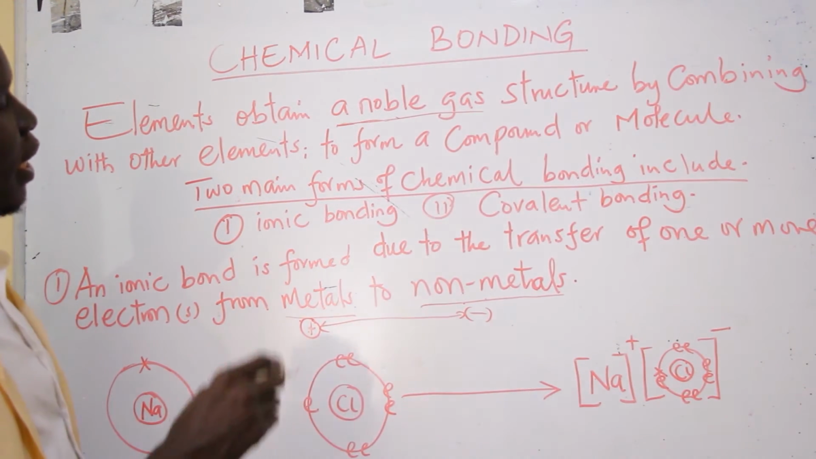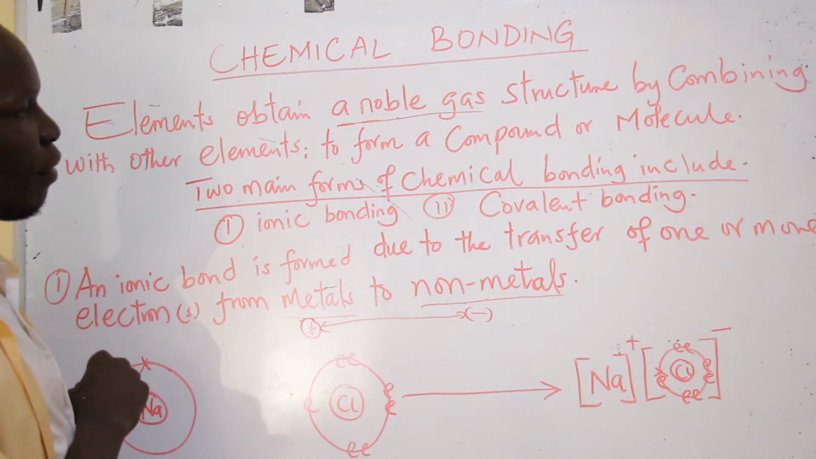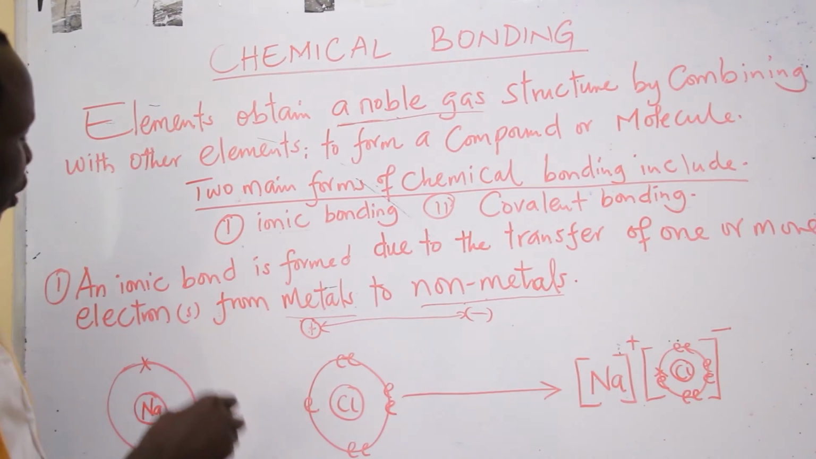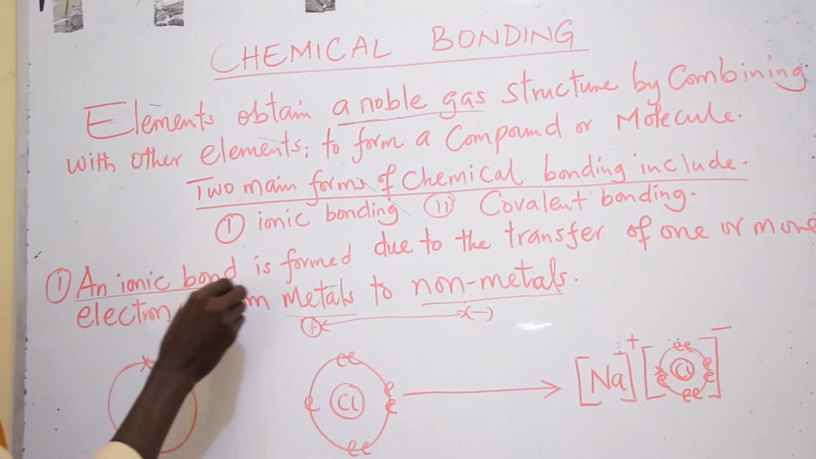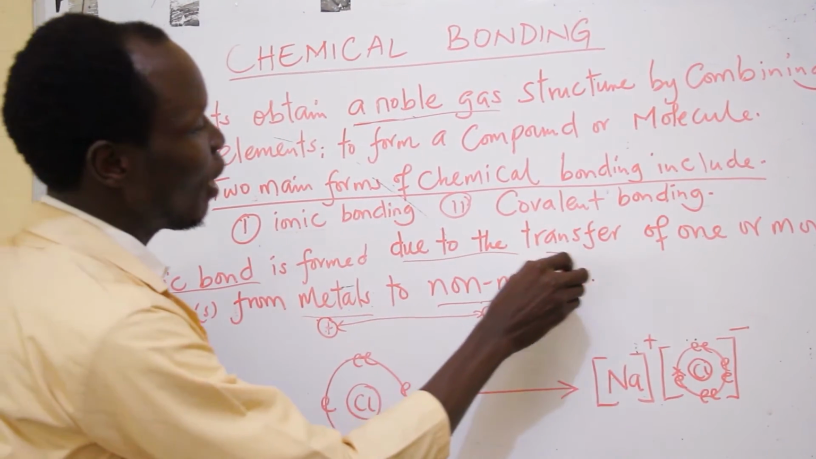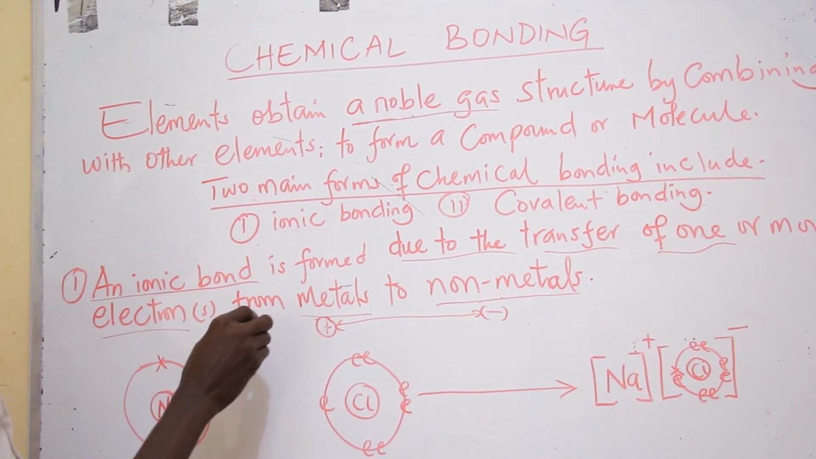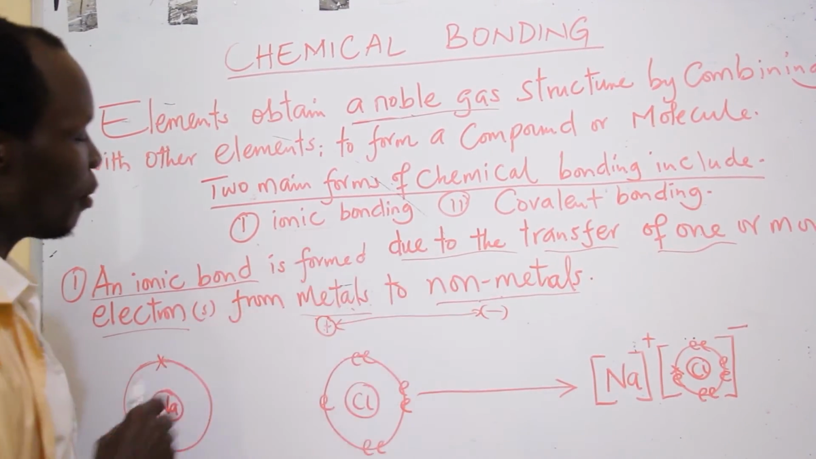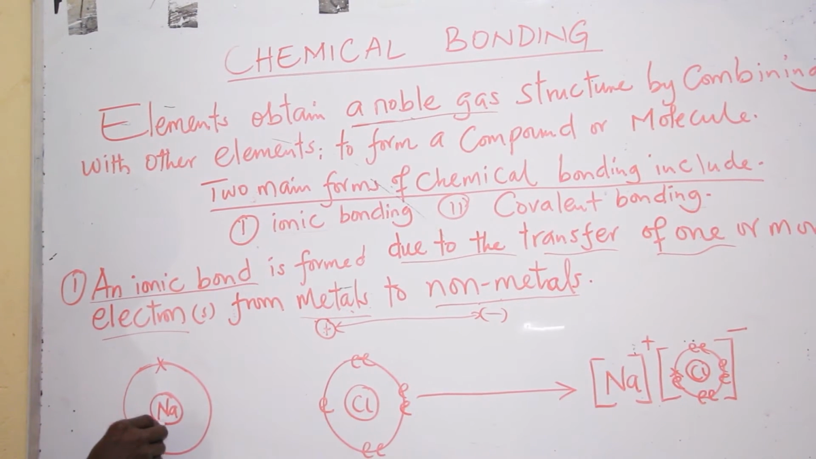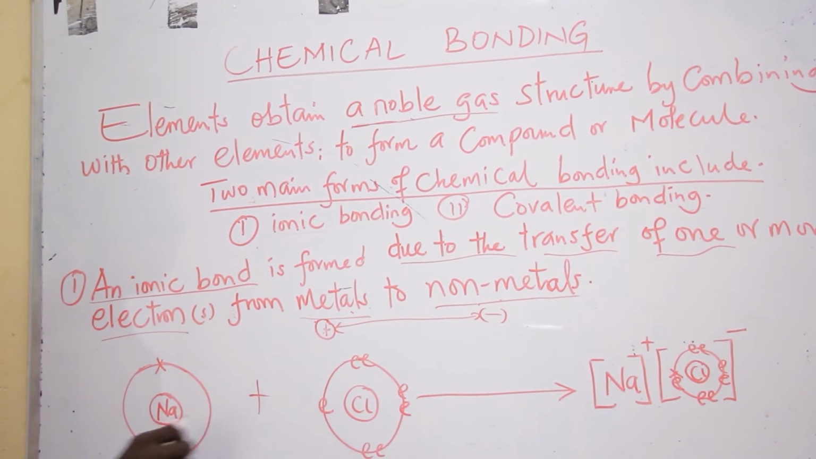So we've said that the two main forms of chemical bonding include ionic bond and then covalent bond. From the definition, an ionic bond is formed due to the transfer of one or more electrons from metals to non-metals. Consider the reaction between sodium and chlorine using the outermost electrons only.